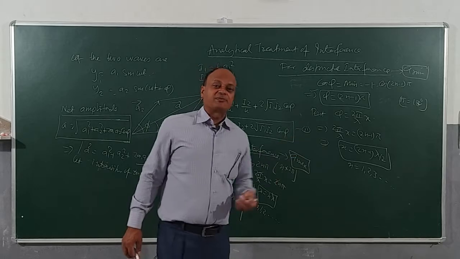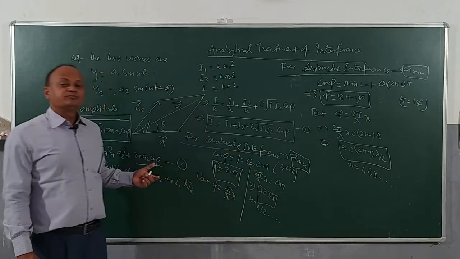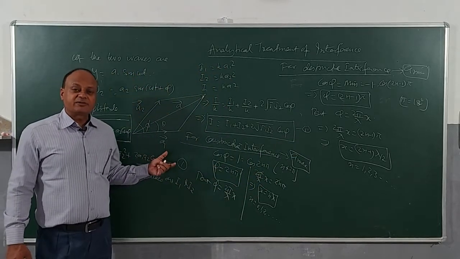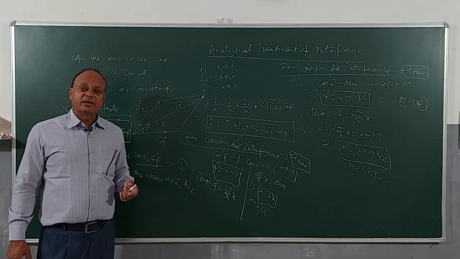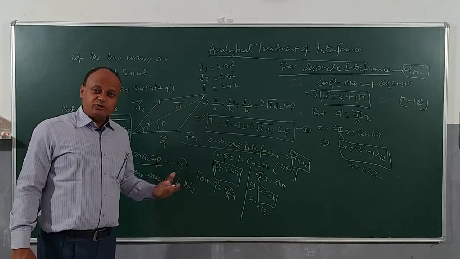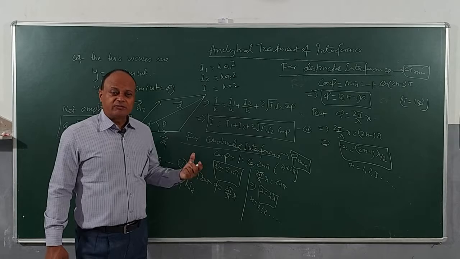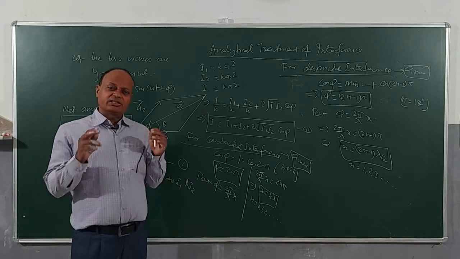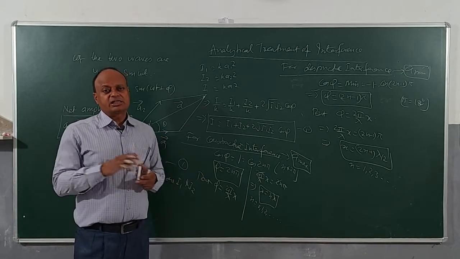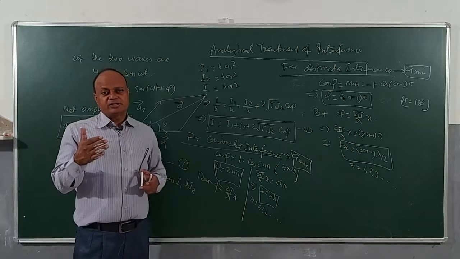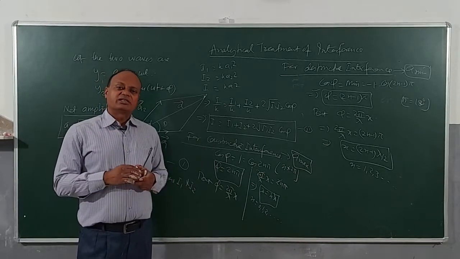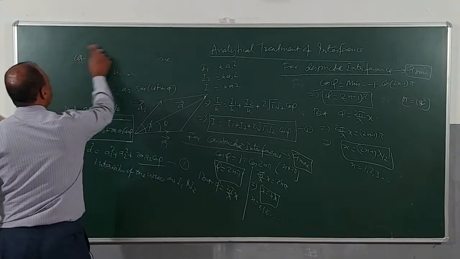So children, explicitly we derived in this discussion the conditions for the formation of maximum and minimum. Okay. Now once you understood this, then we will be discussing the conditions for formation of interference fringes, and then we will come to Young's double slit experiment.